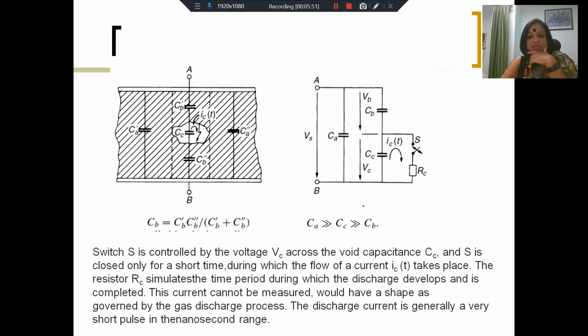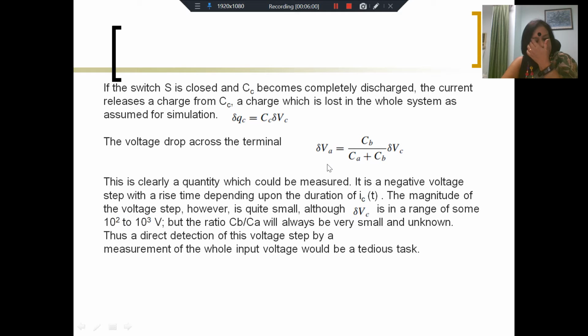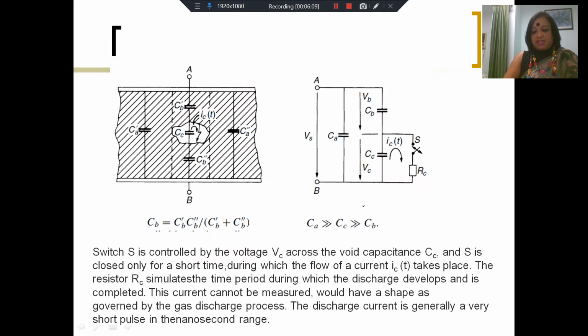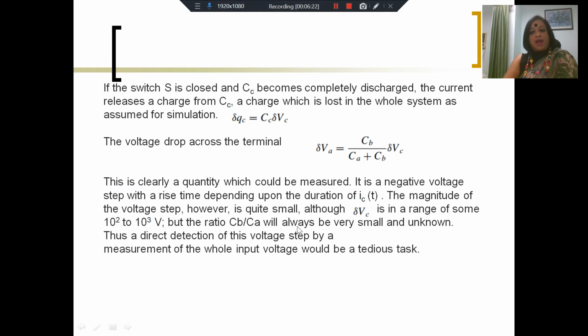You cannot measure this, but a consequence of this voltage drop will also be a fall in the voltage VA. And that can be termed as delta VA, which is equal to CB by (CA plus CB) into delta VC. And this quantity can be measured. We do have access to the supply voltage Vs, that is the voltage that you have across A and B. Supply voltage is what you're supplying, and from A to B, the voltage can be measured. We do have access to that.